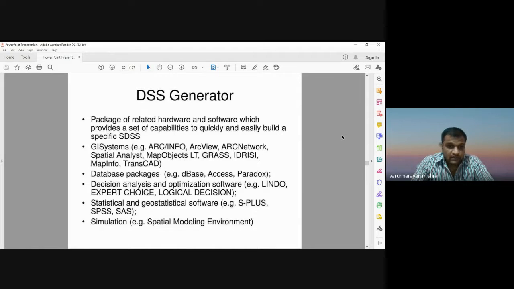We also have different database packages like Access, Paradox, dBase, and different decision analysis and optimization software like Lindo, Expert Choice, Logical Decision. We have some statistical languages. We have some statistical and geostatistical software like S-Plus and SPSS. These are the statistical software that can also be used for producing or generating the decision support system.